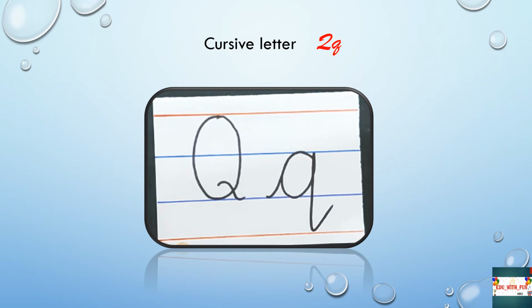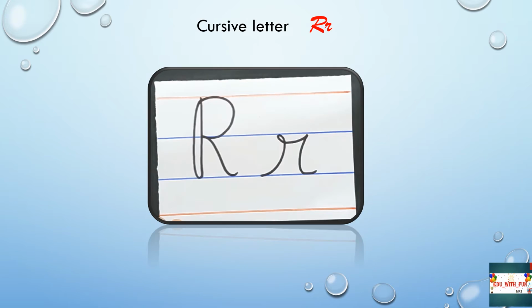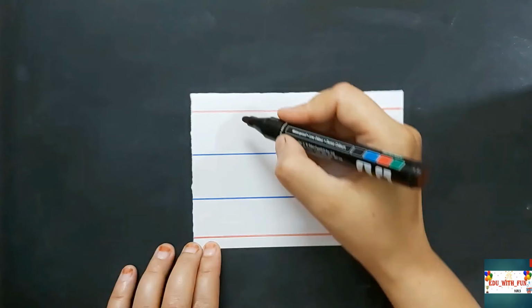Good job, superb! You all are so intelligent. You know how to write cursive letter Q. After Q comes, correct, R. This is cursive letter R. Let's learn how to write cursive letter R.